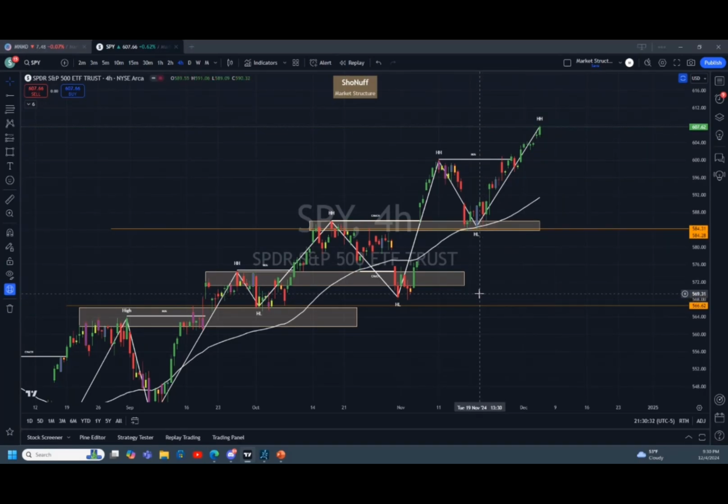Hey, any questions on that? Yeah, how long are your swings usually? Like 2 weeks, 1 month? Roughly about 2 weeks.